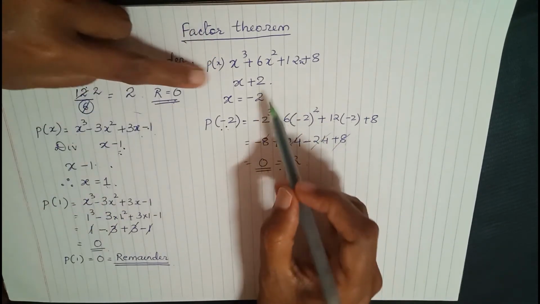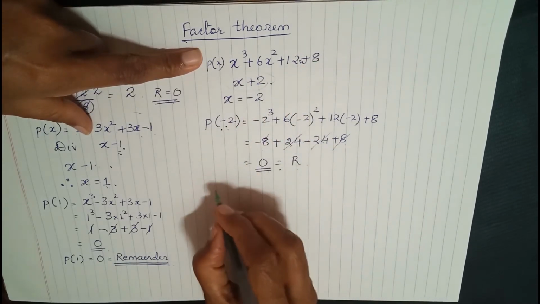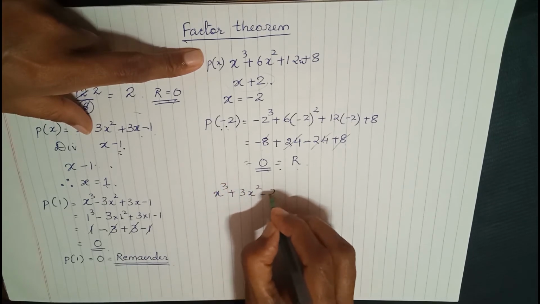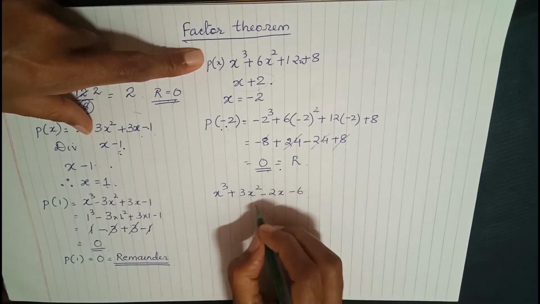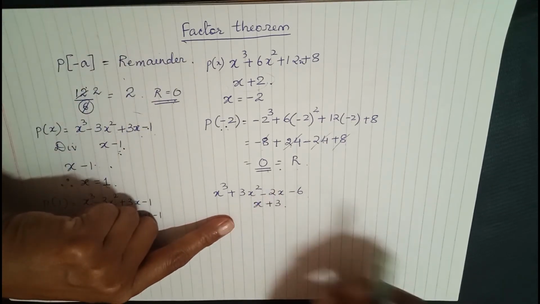So if the remainder is 0, then x plus 2 is a factor of this polynomial. Right? Let's take another example. x cube plus 3x square minus 2x minus 6. And we have to decide whether x plus 3 is a factor of this polynomial or not.